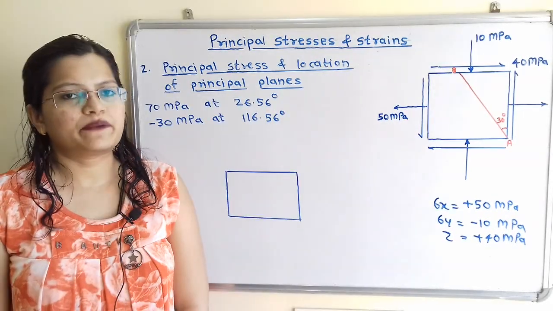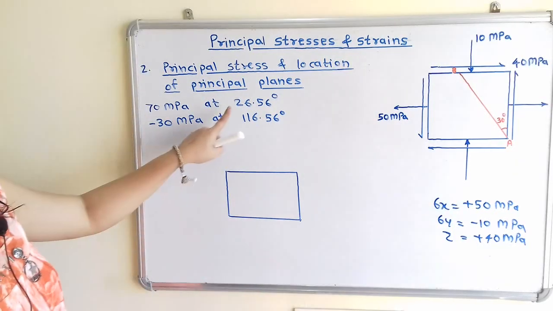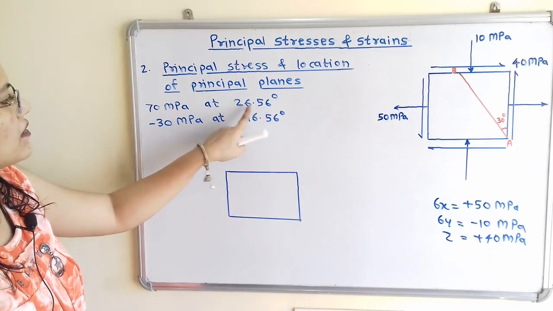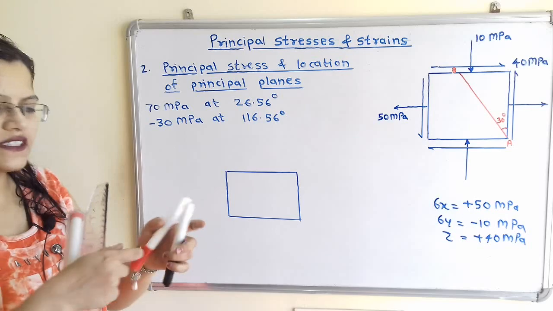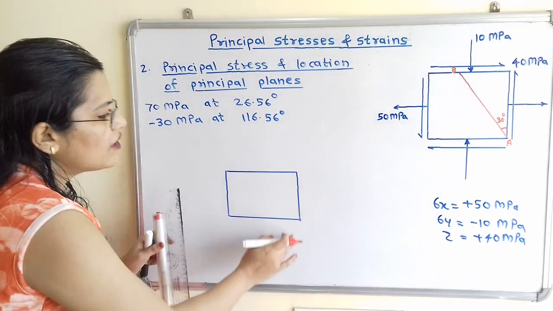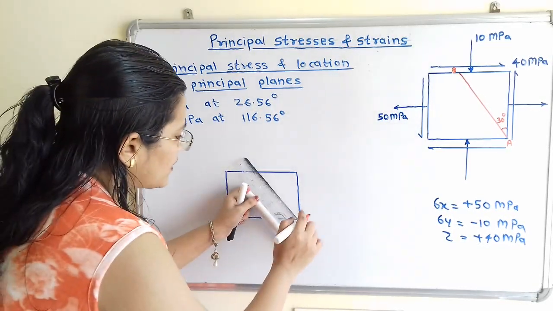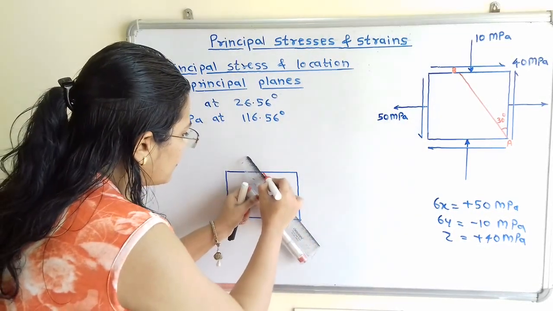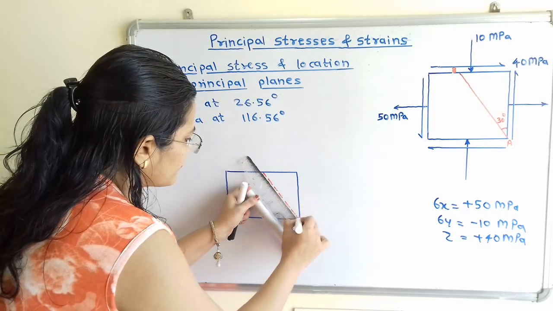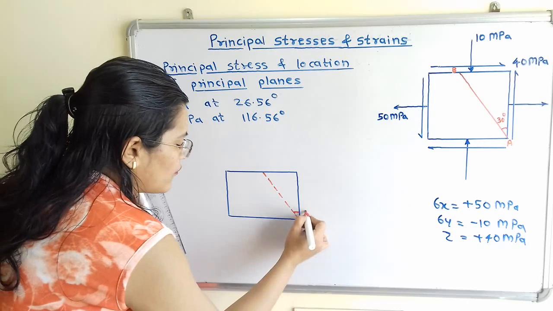Now we will locate principal stress and principal planes. So the principal plane is at an angle 26.56 degree. So we will measure this angle from this vertical face, in the anti-clockwise direction. So I will draw here one line at an angle 26.56 degree in the anti-clockwise direction.